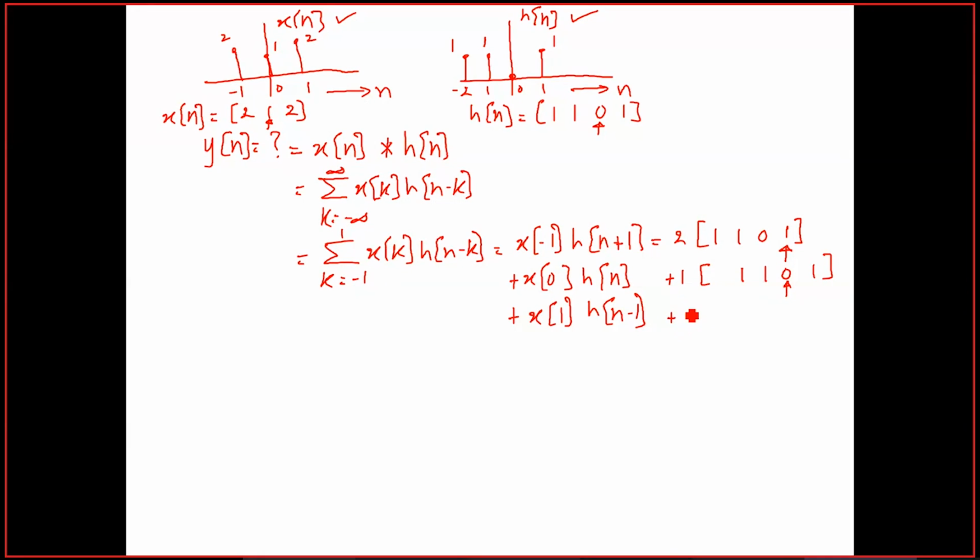And plus x of 1, which is again 2. And this is h of n shifted right. If you shift it right, it will become 1 1 0 1, but the arrowhead will come right here. And it is always nice to write it this way, where you have your arrowheads aligned: 1 1 0 1, and you have an arrow right there.